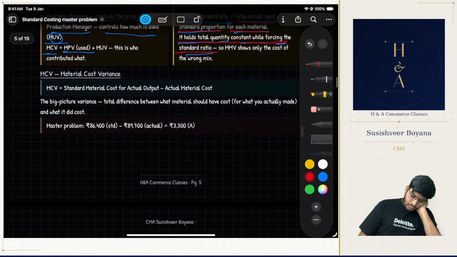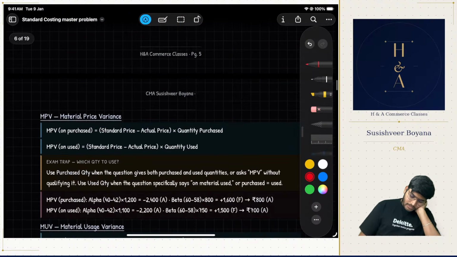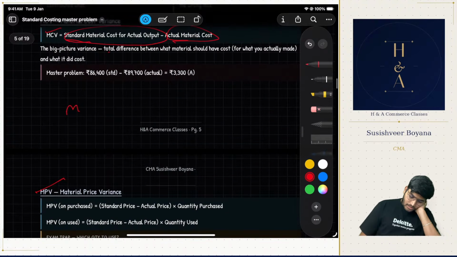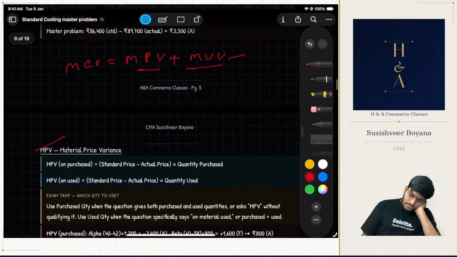Okay. Material cost variance, standard for actual output minus actual. When we break it down, we get material price variance and material usage variance. Why? MCV equals MPV plus MUV, material price variance plus material usage variance. This again splits into mix and yield.